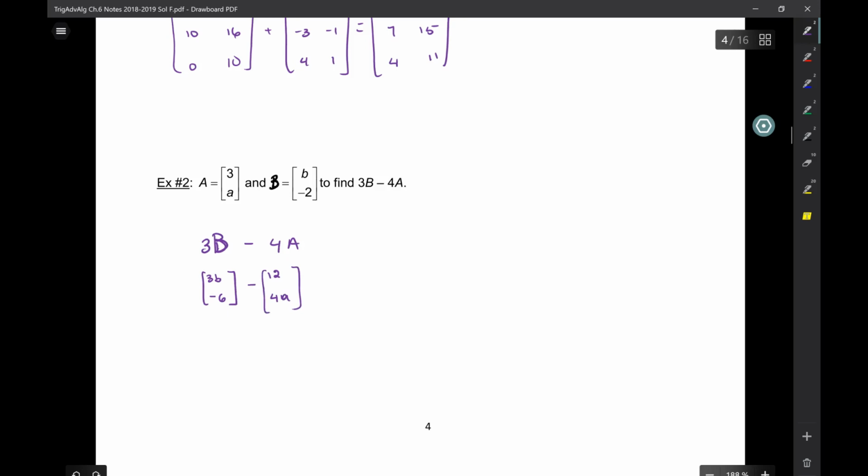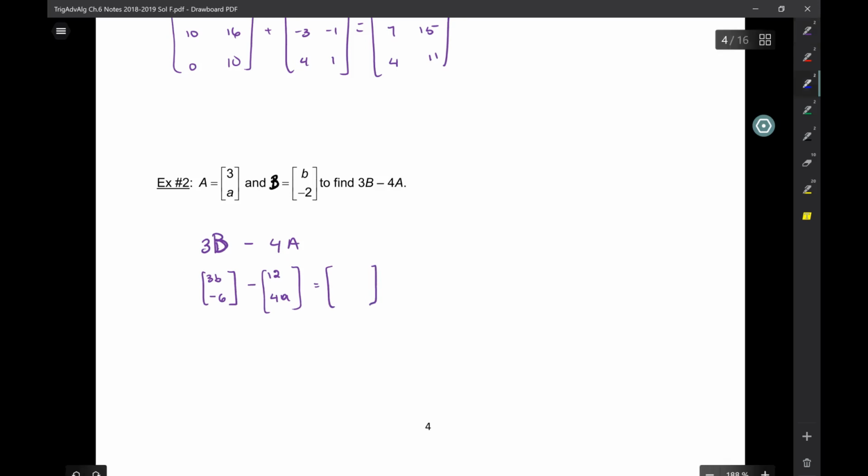Please make sure that the variables inside are consistent, they're lowercase, and the variables outside, like the names of the matrices, are consistently uppercase. Now, what are the dimensions of these matrices? What's the dimension of this one? 2 by 1 and 2 by 1. So my resulting matrix also has to be 2 rows, 1 column.